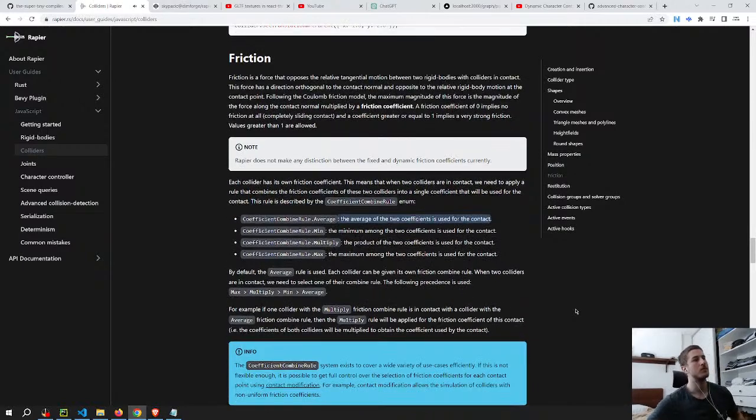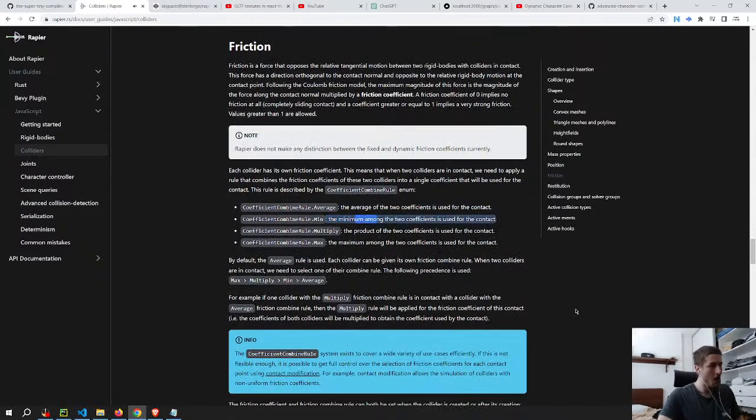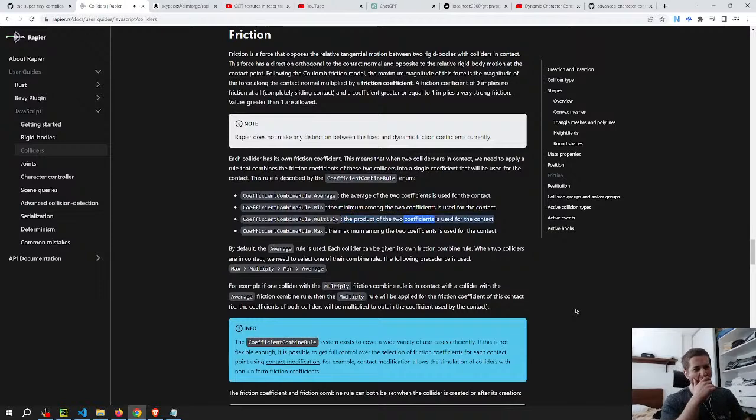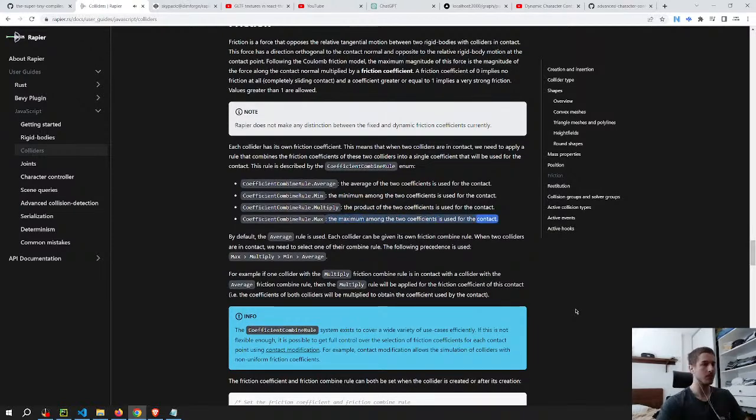This rule is described by the CoefficientCombineRule enum. CoefficientCombineRule.Average: the average of the two coefficients is used for the contact. CoefficientCombineRule.Min: the minimum among the two coefficients is used for the contact. CoefficientCombineRule.Multiply: the product of the two coefficients is used for the contact. CoefficientCombineRule.Max: the maximum among the two coefficients is used for the contact. By default, the average rule is used.